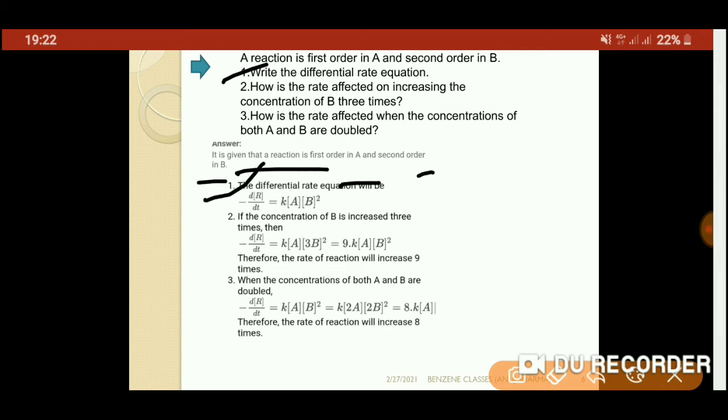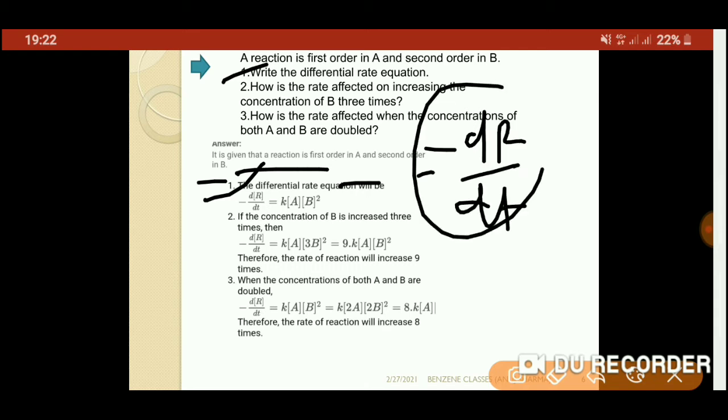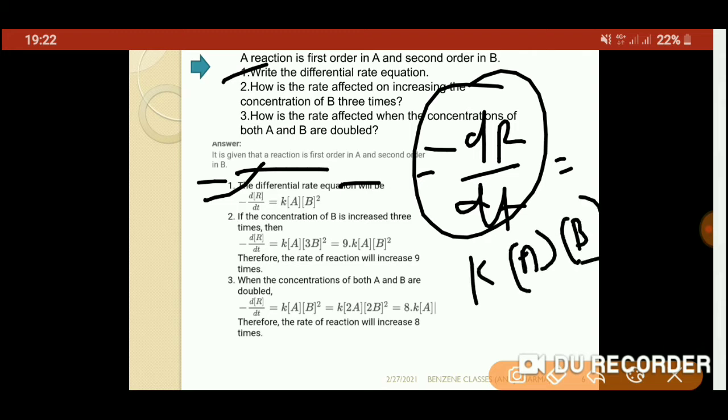So the differential rate equation will be minus dR upon dt, equal to the rate constant into the active mass of A and the active mass of B. The question says first order in A, that means the order is 1, so the power of the active mass of A is 1. If the question says second order in B, then the active mass of B has the power 2, so put down the value 2 here.